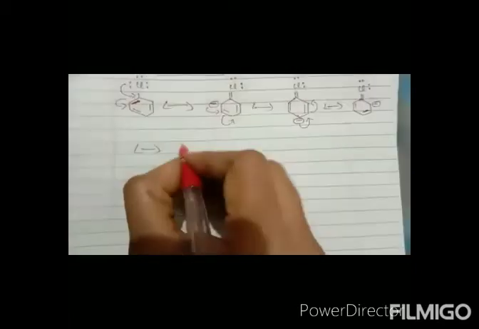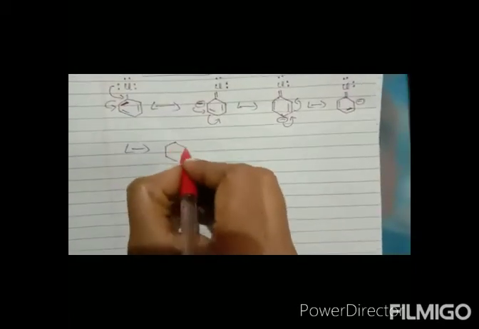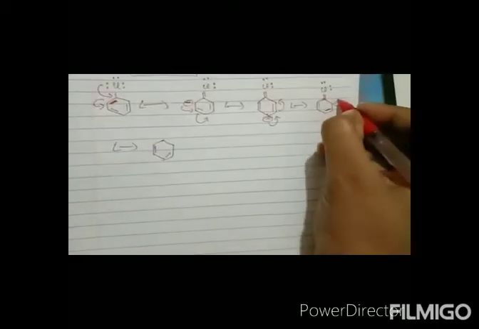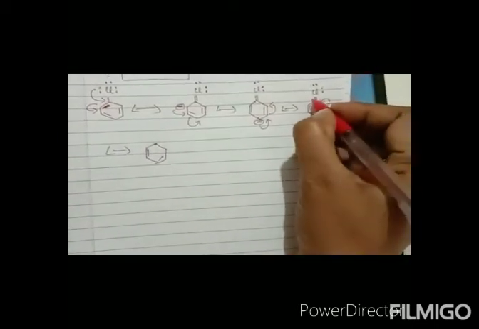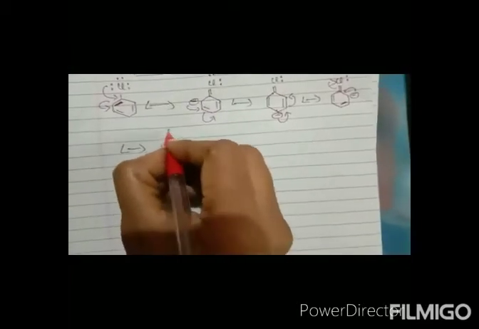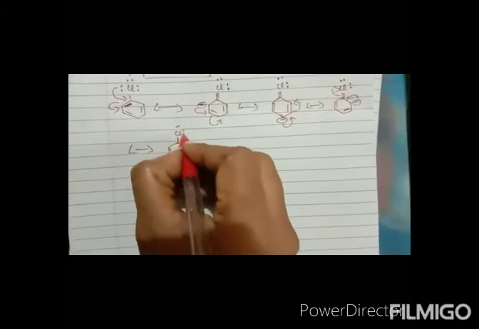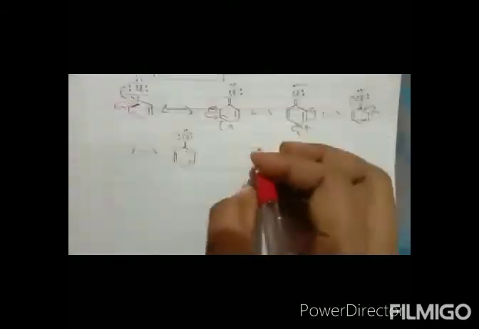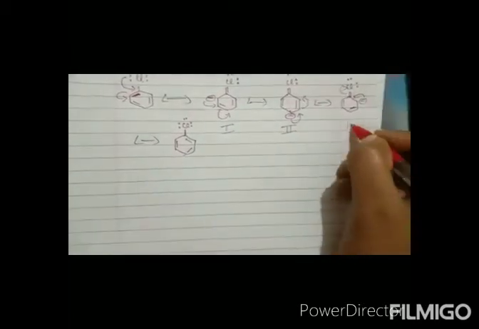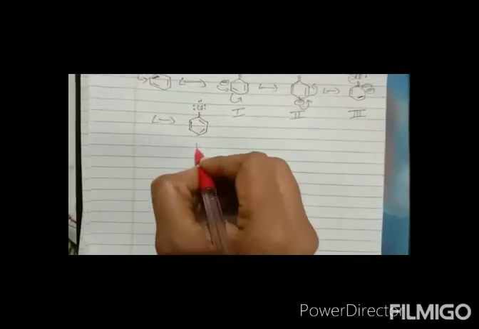Next, it will come back to its original one. The negative charge will open on here and then we get our original thing with the single bond chlorine and the lone pair of the electrons. So we have resonating structure 1, 2, 3 and fourth one, right? Now what happens over here?